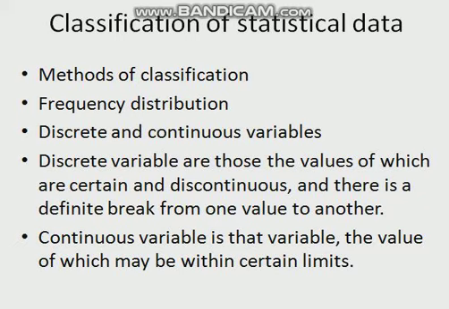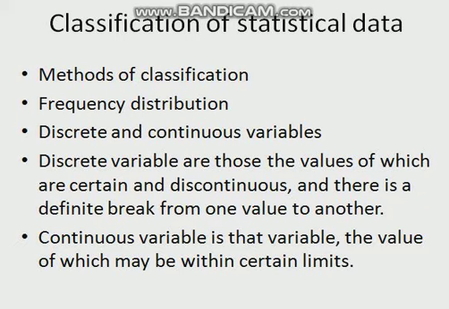Qualitative classification is again divided into two parts: classification according to dichotomy and manifold classification. Then quantitative classification is where numerical facts are classified on the basis of class intervals. The smallest and the largest numbers, keeping in consideration the data, are classified into different groups as per convenience. For example, 0 to 10, 10 to 20, 20 to 30, 30 to 40.